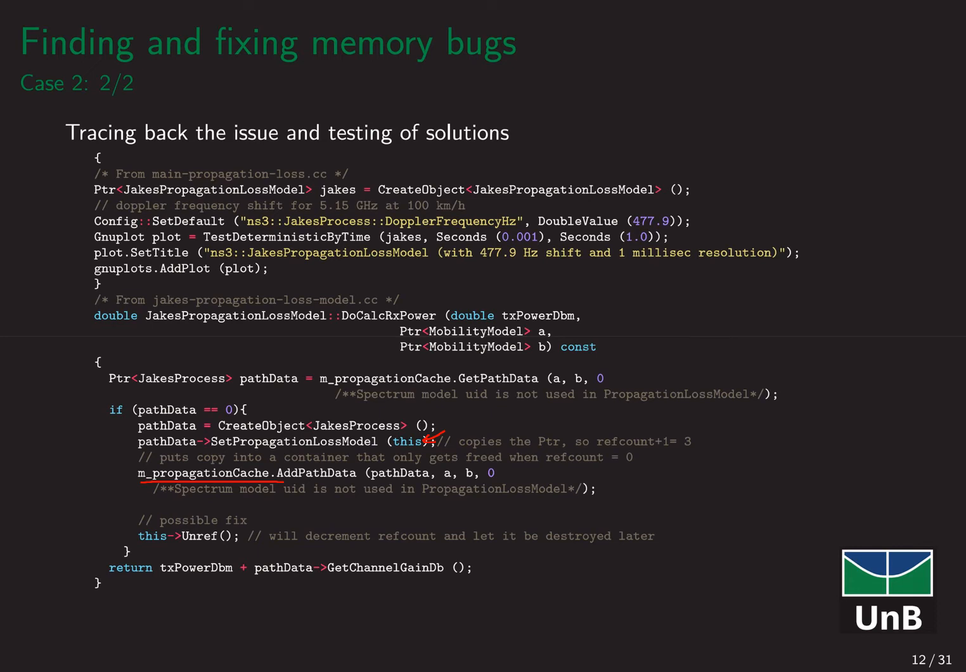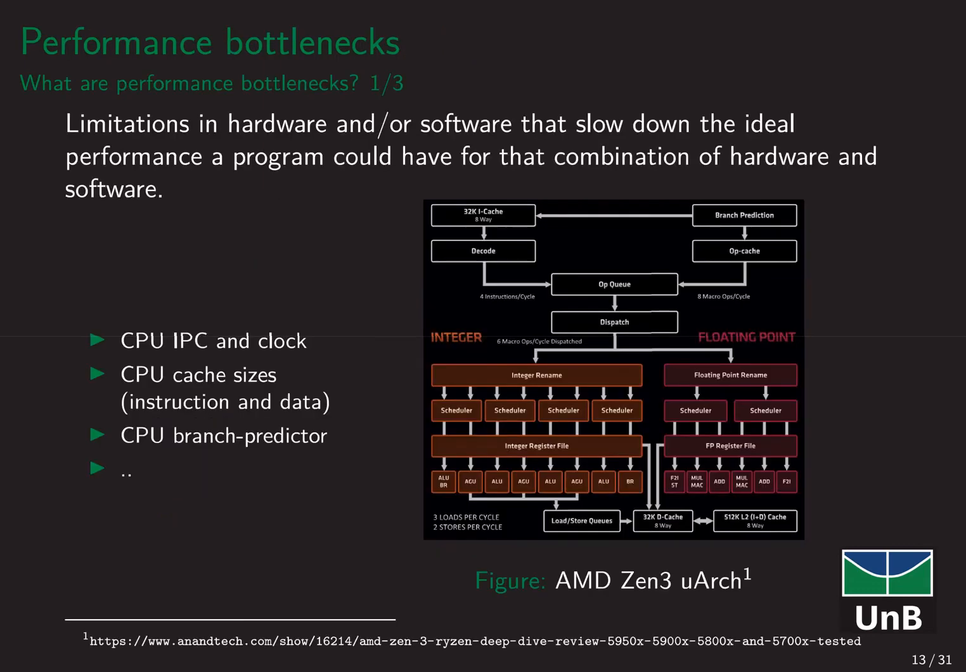One of the possible fixes we have is unreferencing this pointer, which makes the ref count go from 3 back to 2. And in the destructors, it will end up being dereferenced 2 times again, reaching 0 and being destroyed successfully, not leaking any memory. And now we'll switch from memory bugs to performance bottlenecks.